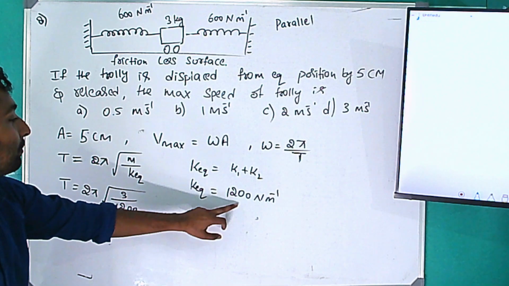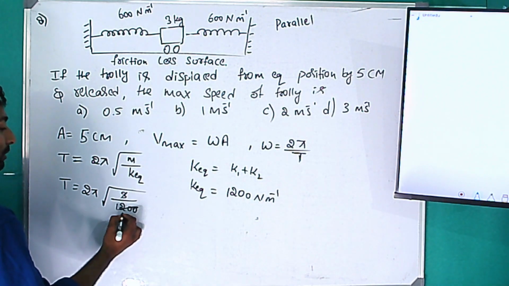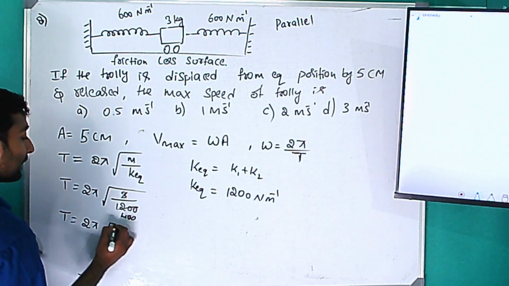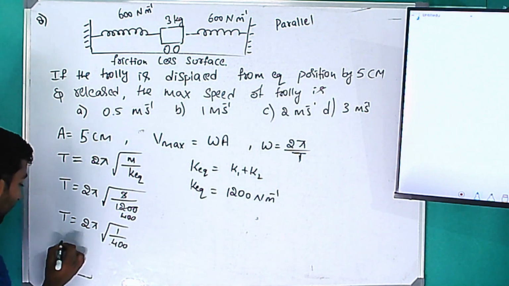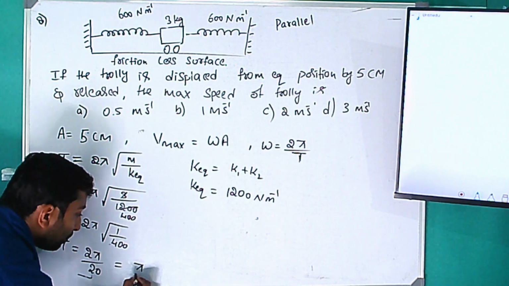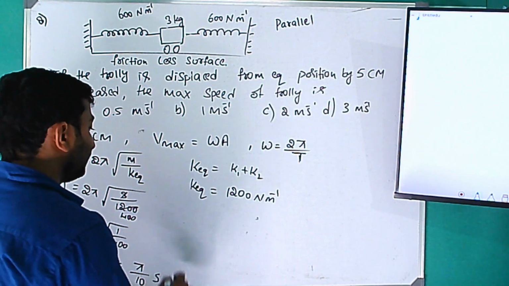Everything is in SI units. This is mass in kg, this is Newton per meter. So now this is nothing but 400. So that is T is equals to 2 pi square root of 1 divided by 400. Square root of 400 is 20. T is equals to 2 pi by 20. So that is equals to pi by 10 seconds. We got the value of capital T.